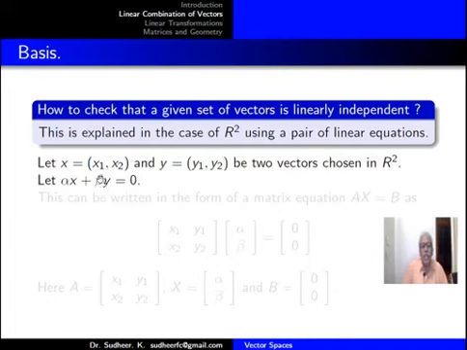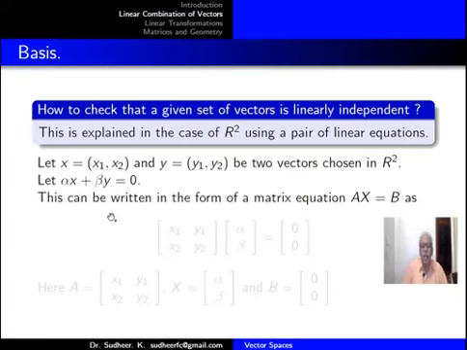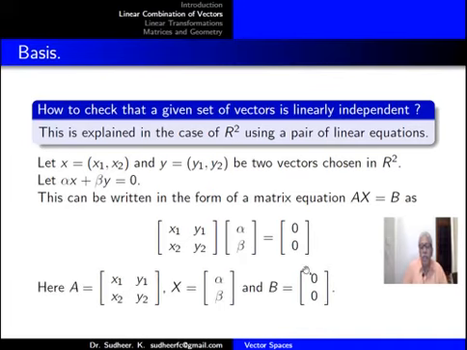Let x equal to (x1, x2) and y equal to (y1, y2) be two vectors chosen in R2. Let a linear combination alpha x plus beta y equal to 0. This can be written in the form of a matrix equation as the matrix [x1, y1; x2, y2] multiplied to the column matrix (alpha, beta) equal to the column matrix (0, 0). And this is a homogeneous system of linear equations converted into a matrix equation.